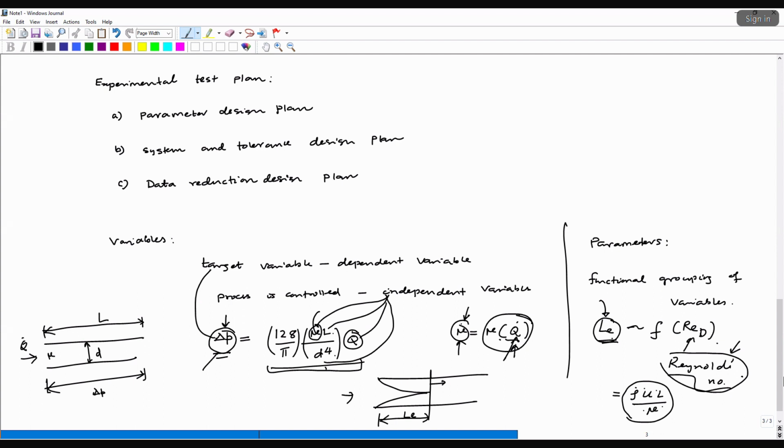Now, there's one more thing I wanted to talk about in the context of measurement. What is the difference between noise and interference?